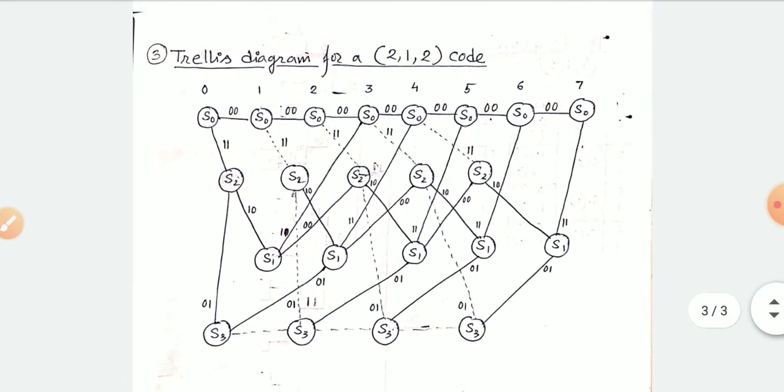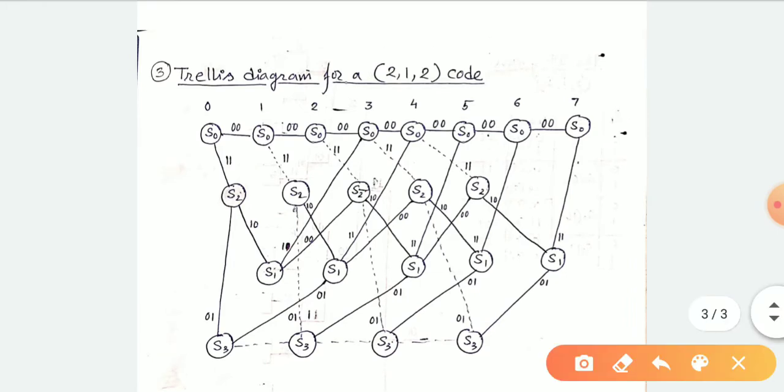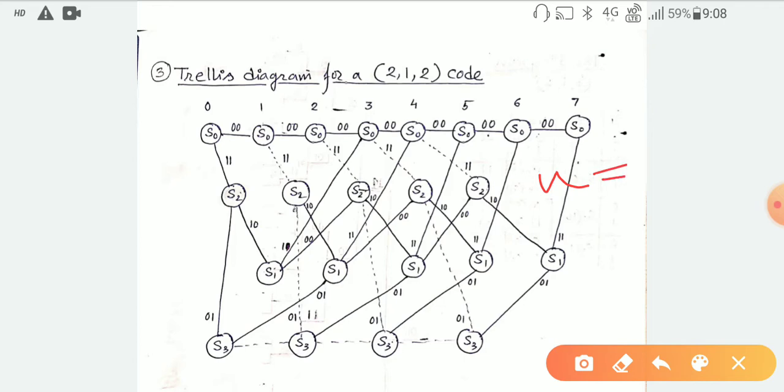For the Trellis diagram, you consider the same input here also, that is, you are applying the input U equal to 101. So when you apply the input 1, the initial state is 0. You have to go, due to the input of 1, in the downward direction, and at that time the new state is S2 and the output is 11. So you put the code word as 11.